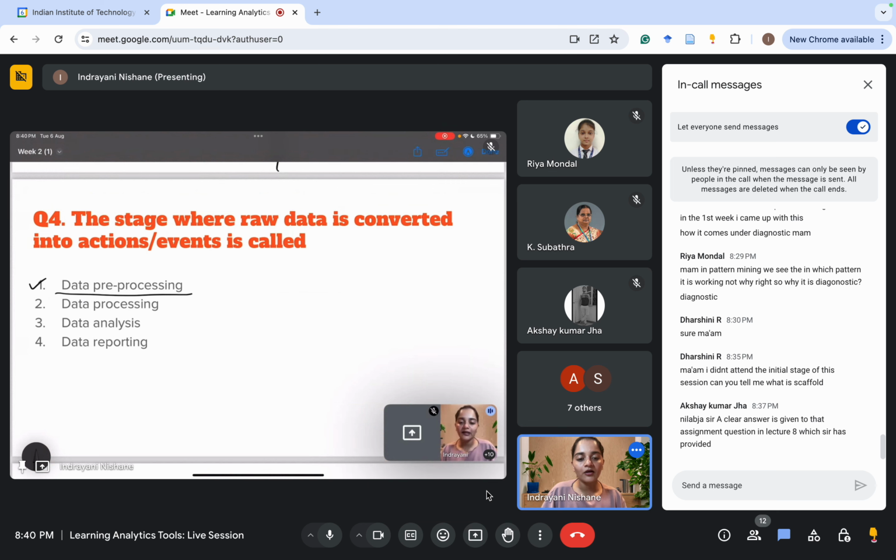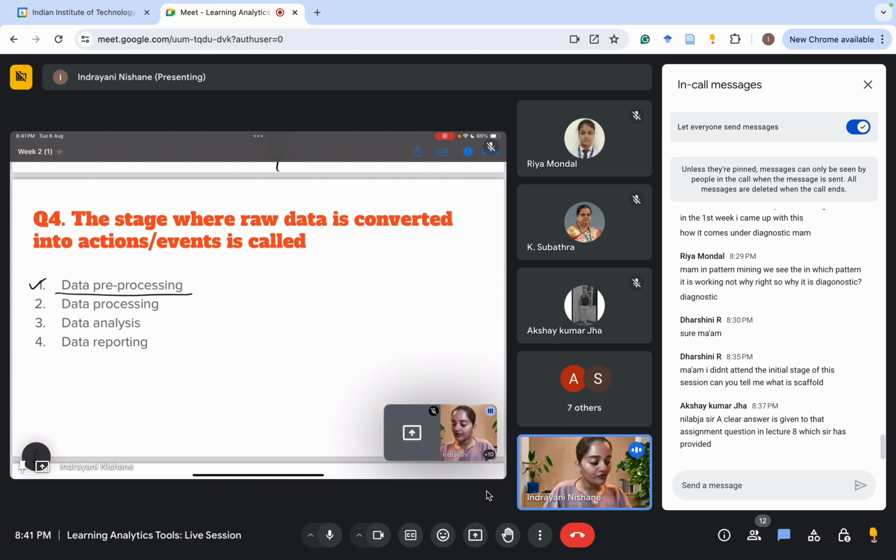Pre-processing is data cleaning. We'll handle the missing data, delete the erroneous data, and delete irrelevant data. All that part is data pre-processing, and post-processing would be feature generation. From the raw data, we will derive some information. We will polish that raw log, the clickstream data, and make it more useful and more relevant for analysis.